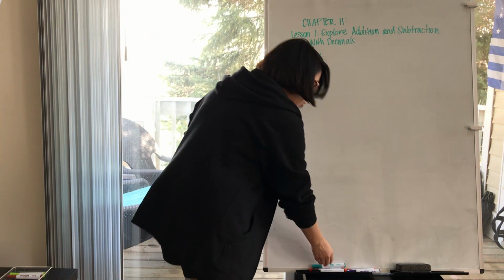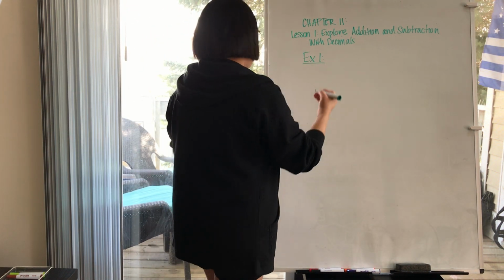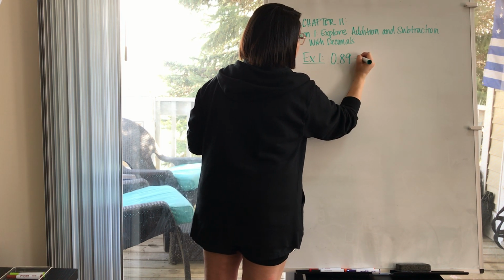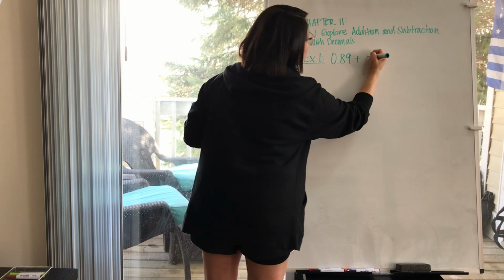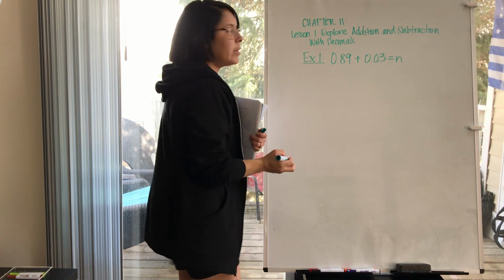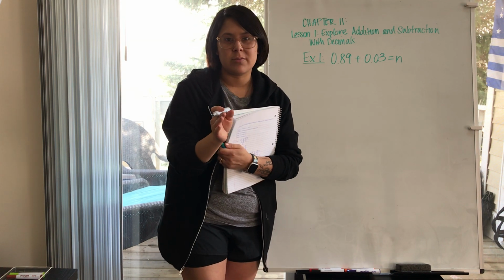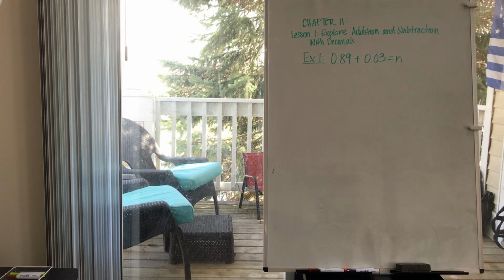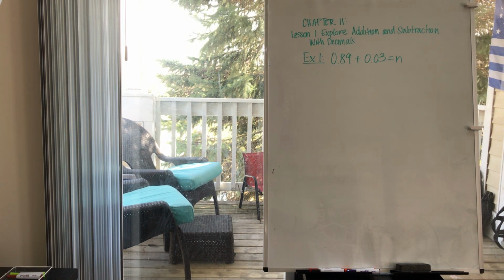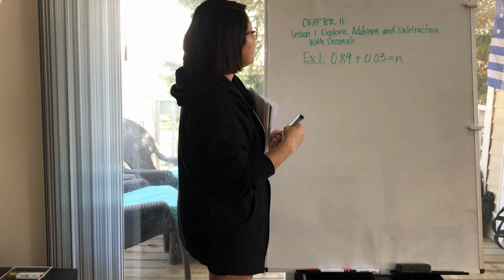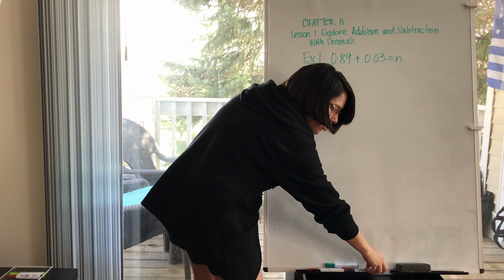Okay, we've got example 1 here. 0.89 plus 0.03 equals n. Okay. I'm sorry, I'm just going to make sure that I'm still recording so I don't have to do this over again. Perfect. Okay, so 0.89 plus 0.03 equals n.